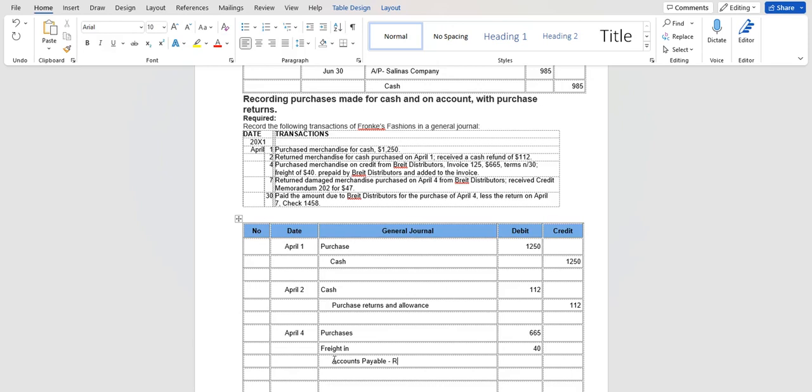Okay, so the total amount of our invoice is what we're going to credit our accounts payable for. Okay, and this is for Brett Distributors. Okay, and the total amount of that invoice should come out to $705. And what I'm doing is I'm just adding the $665 plus the $40. And that brings us to $705 in the accounts payable, the amount we owe to Brett Distributors.